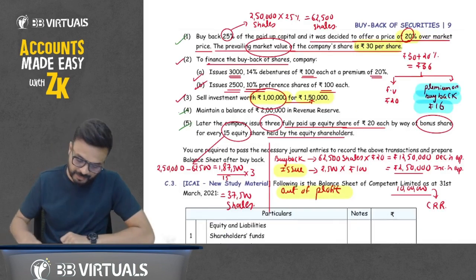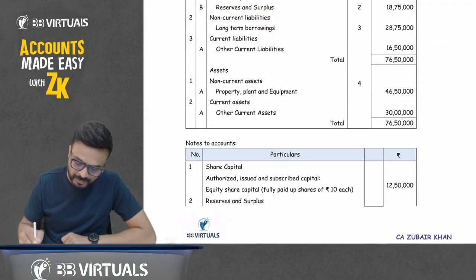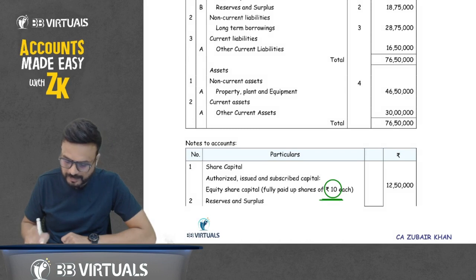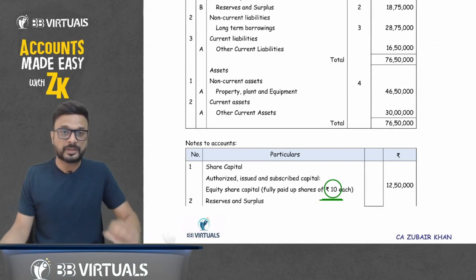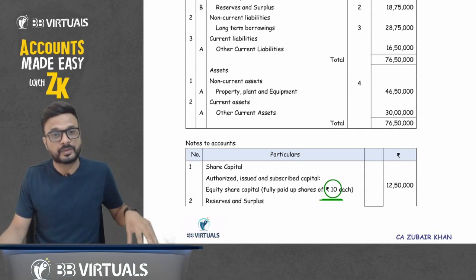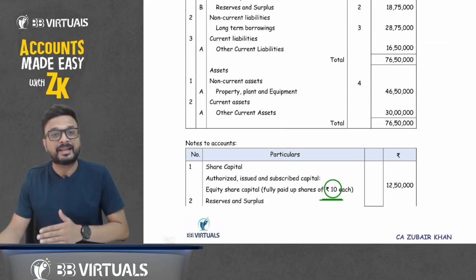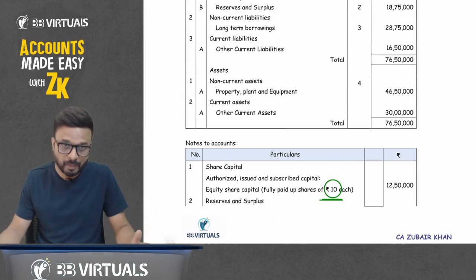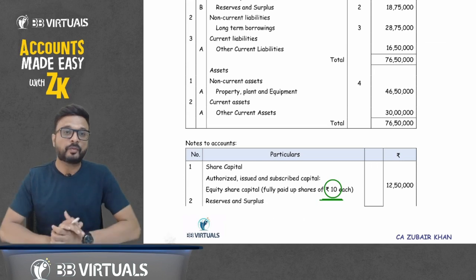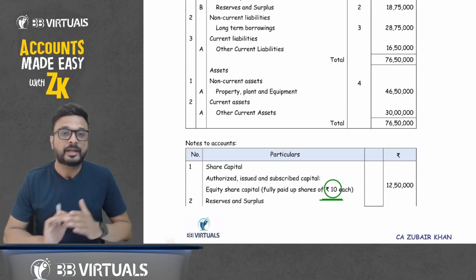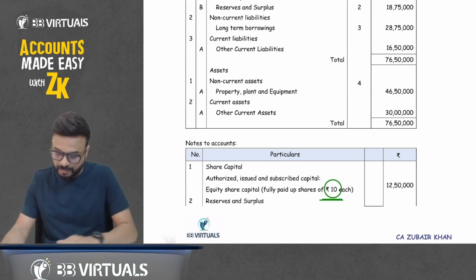Now if you see here in the balance sheet, for share capital, it is notes to account number 1. How much is the face value of the share? The face value of the share is rupees 10, and they want to do the buyback at rupees 20. What does it mean? It means they're paying a premium on buyback. The premium on buyback will be rupees 10, because they're paying extra over the face value of rupees 10. So we call it premium on buyback.